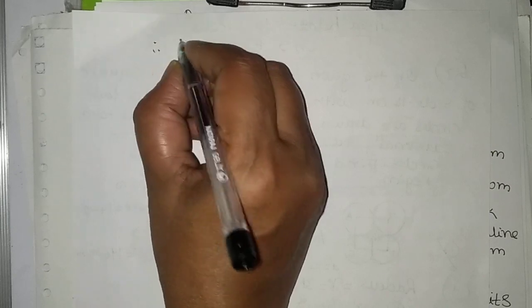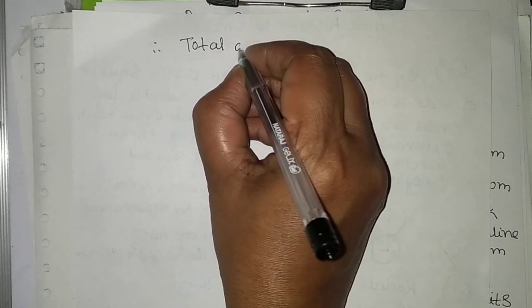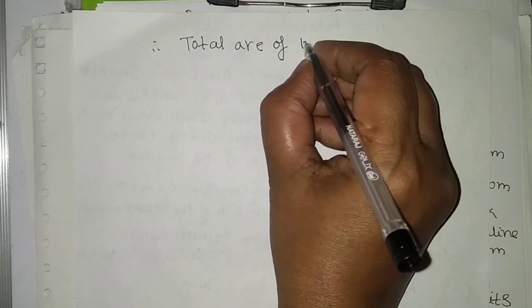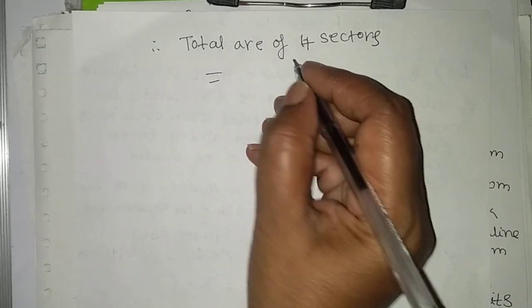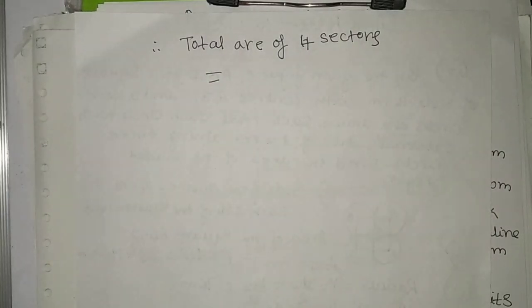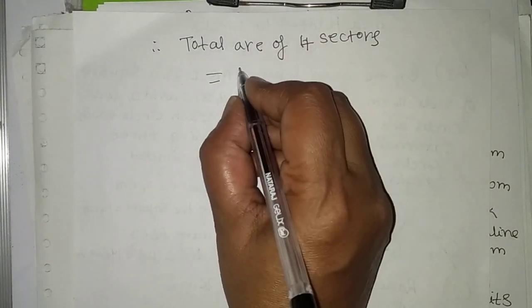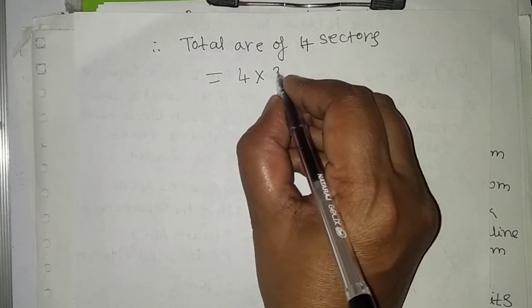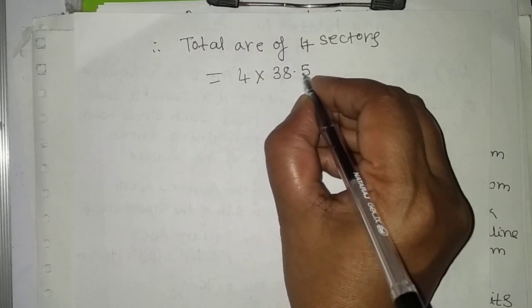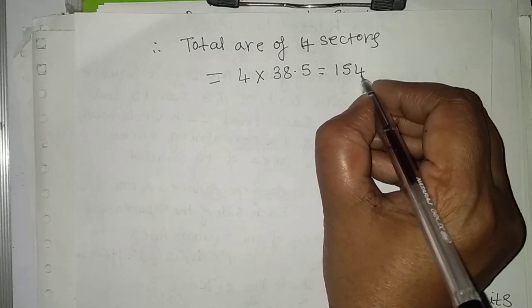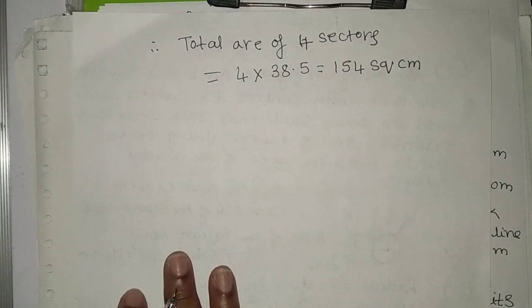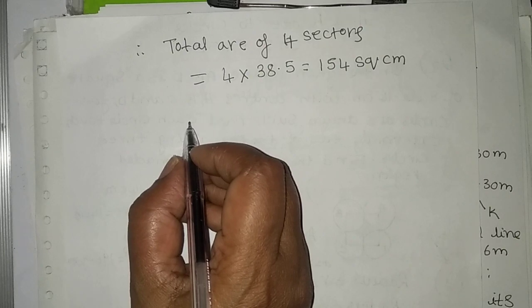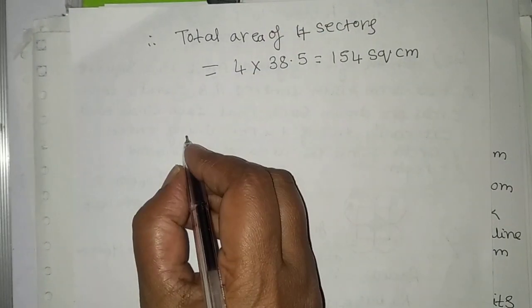Next is the total area of 4 sectors. What is the area of one? We got in the previous step 38.5 square centimeters, that is for one circle. Now we have to calculate for 4 circles, so multiply 38.5 into 4, which is 154 square centimeters. After finding this total area of the sectors, we finished this.